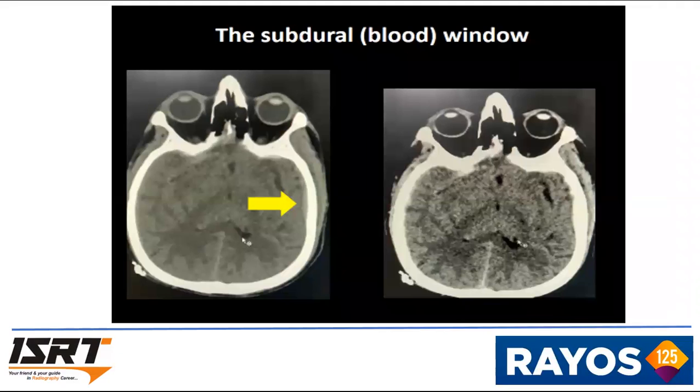But once you change the window, and that particular window is called a subdural window, which we will discuss later, you can appreciate a thin film of blood along the cortical margin, revealing a subdural hemorrhage. So this hemorrhage is hidden in the right side window setting, and in the same slice that piece of information is quite evident in the adequate window setting. So window setting is a very crucial factor in CT brain imaging.